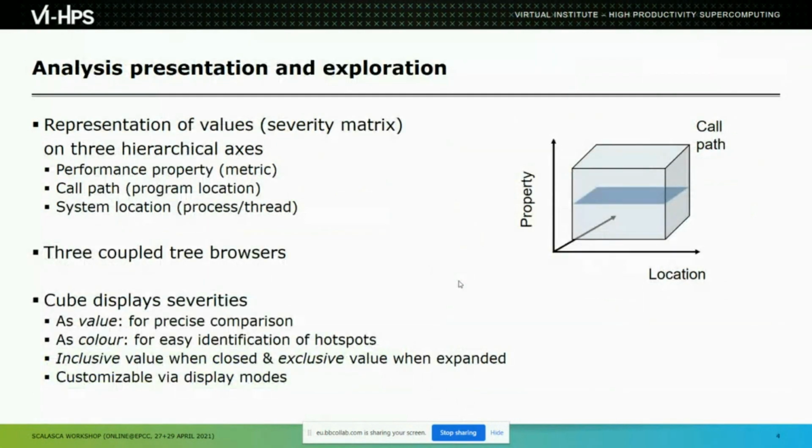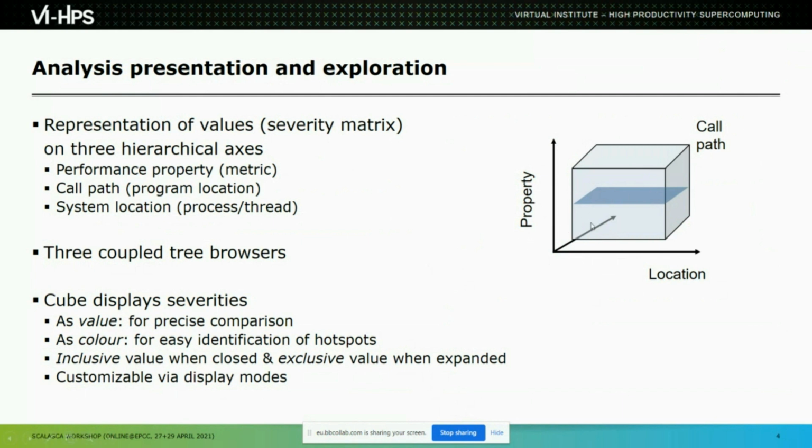Cube is based on 3 dimensions of data, and that's where the name Cube comes from. Those 3 dimensions represent 3 hierarchical, orthogonal axes. On the one axis, we have a set of performance properties or performance metrics, things like time, number of visits to a function, number of bytes sent, received, etc. But there can be many more of those.